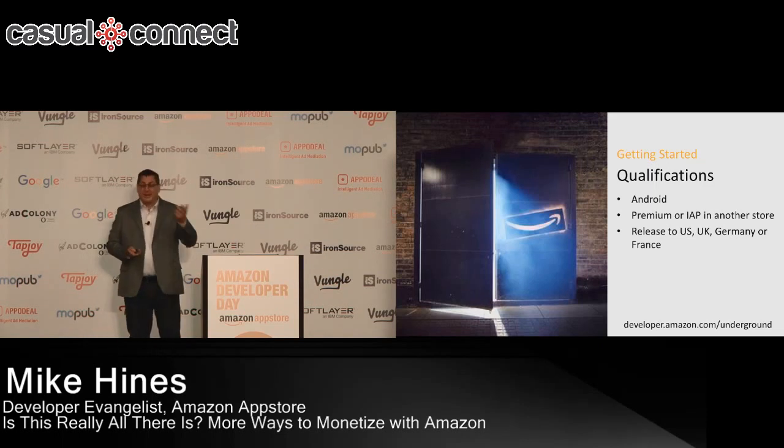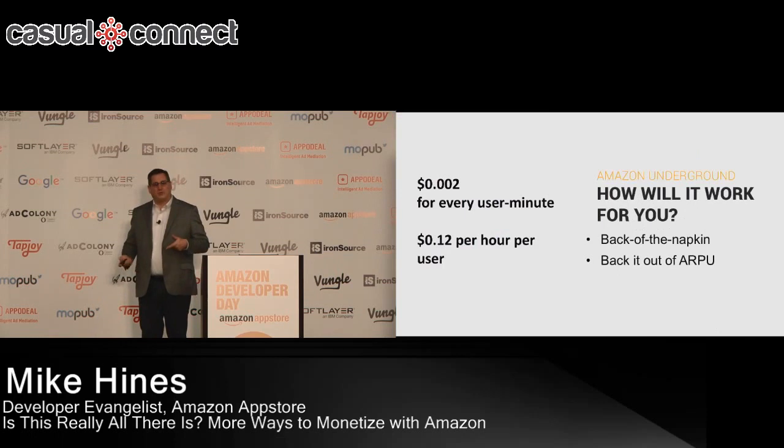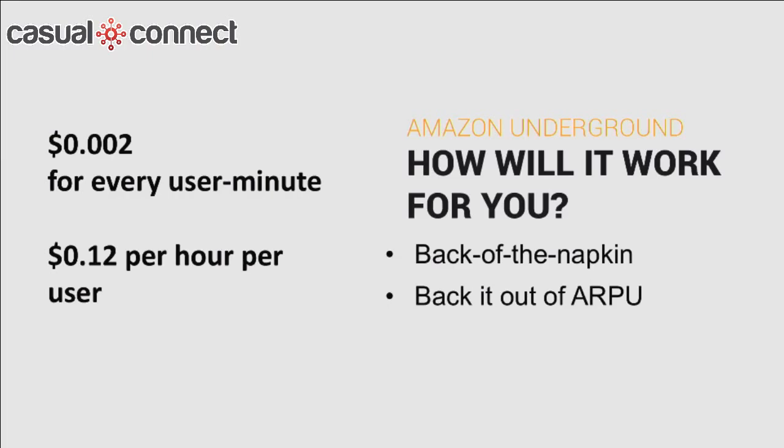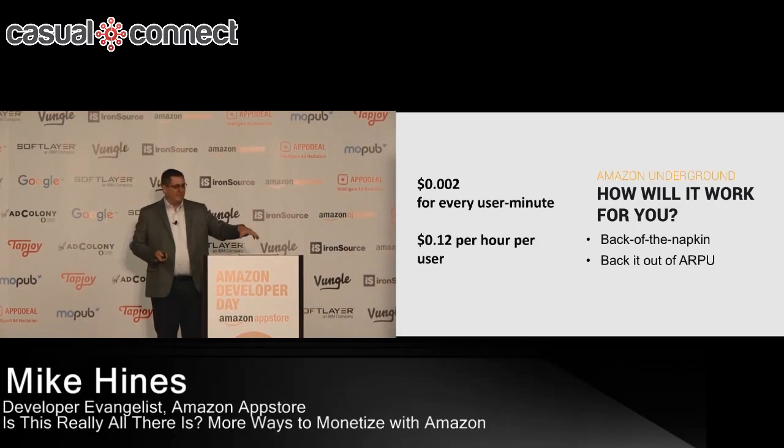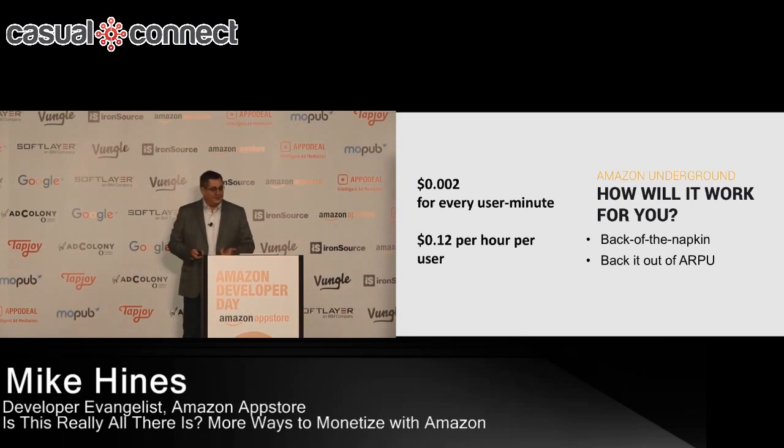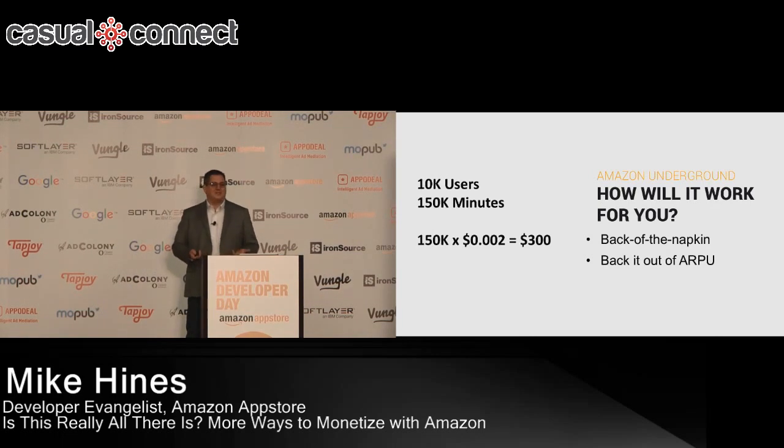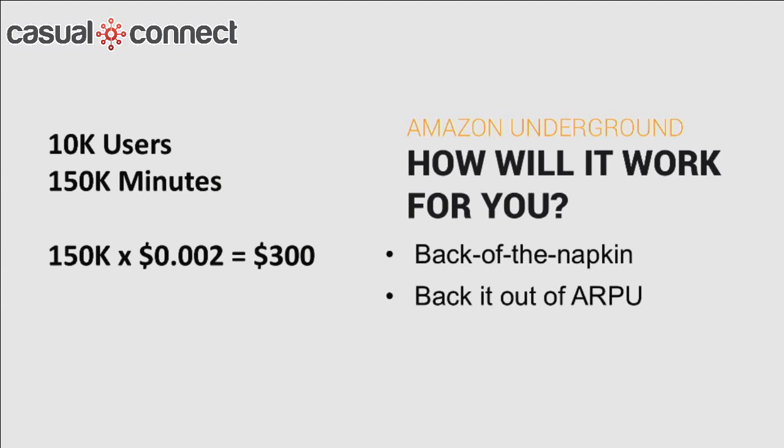Speaking about making that work, actually, how does this work for you? Well, let's do a little bit of a back-of-the-napkin calculation here. We currently pay 12 cents an hour, which works down to 0.2 cents per minute. And if we do the math on this, let's pretend that you have 10,000 users in any given period. Let's say it's a week. You've got 10,000 users in a week, and they play a total of 150,000 minutes.